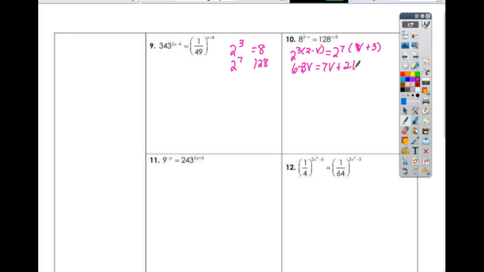All right, so do I have a squared this time? No squared, so the variables go on one side and the numbers go on the other. So if I add 3v, then I'm going to move the 21.